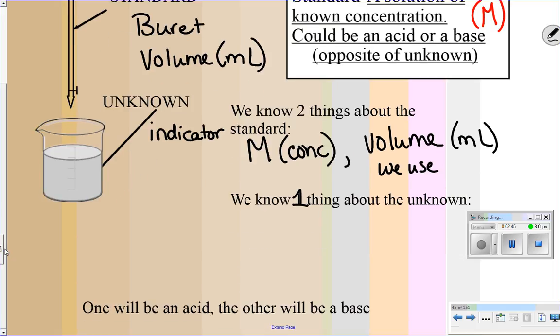We're going to know one thing about the unknown. You may have a typo in your packet. Please fix that. We will know one thing about the unknown, and that will be the volume of unknown that we are titrating, typically in milliliters. Titrations could be done in liters, but liters are kind of large, so typically they're done in milliliters. And again, one of these is going to be an acid, one of them is going to be a base. Most typically in our labs, we have an unknown acid and a standard base.